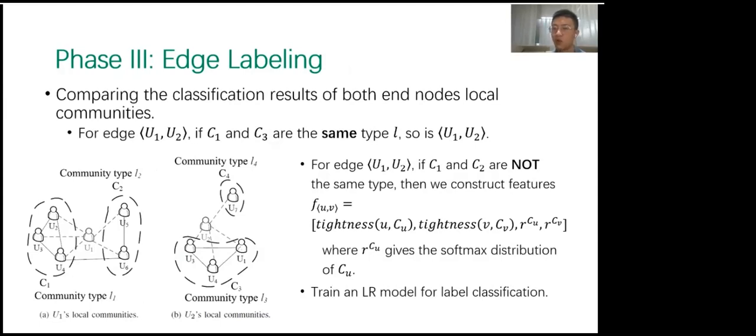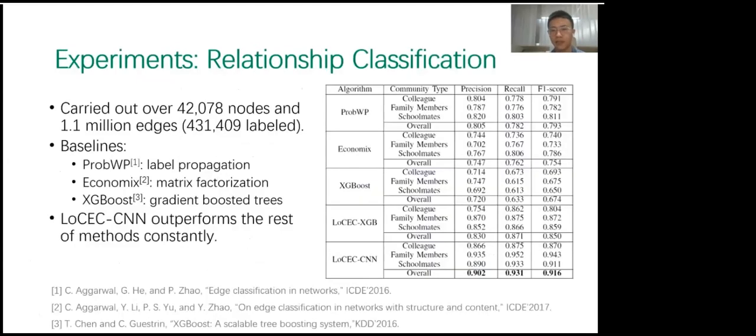In order to do that, we need to construct the feature representation of each edge. This representation is given by the tightness values between the N nodes and their local communities, as well as the softmax distribution of these local communities' social types. With this feature vector, we train a logistic regression model for label classification in order to determine the label of each edge.